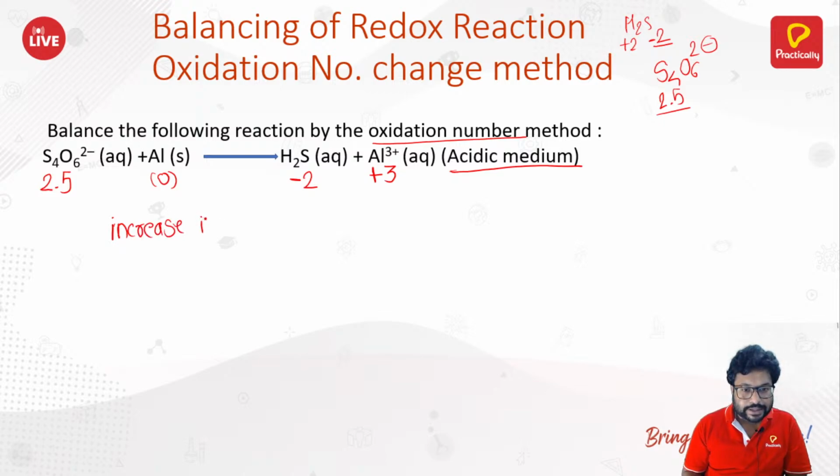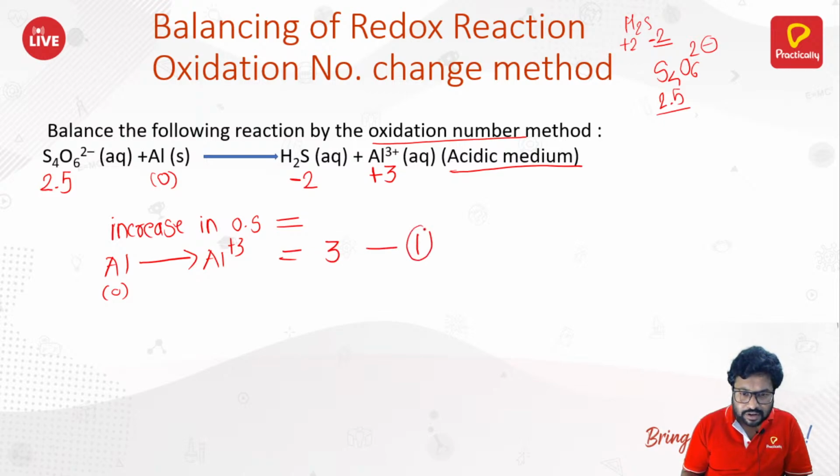Increase in OS is equal to, it's happening for aluminium. Aluminium is going from 0 to +3. So increase in OS is equal to how much? 3. That is your equation number 1. Now second, decrease in OS.